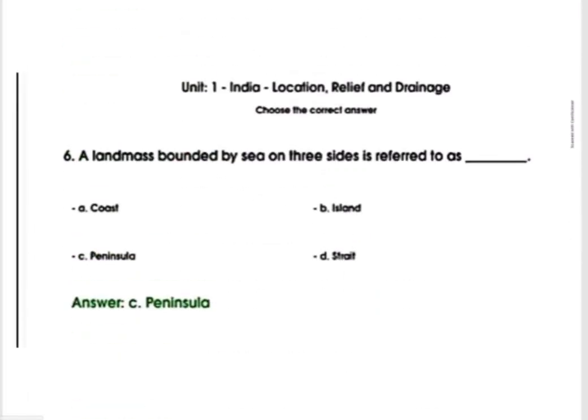Then the third question: a land mass bounded by sea on three sides is referred to as dash. Three sides water and one side land, so that is called a peninsula. Yes, India is a peninsular country. Three sides water in the sense Arabian Sea, Bay of Bengal and Indian Ocean. One side only land mass. So the answer is peninsula.